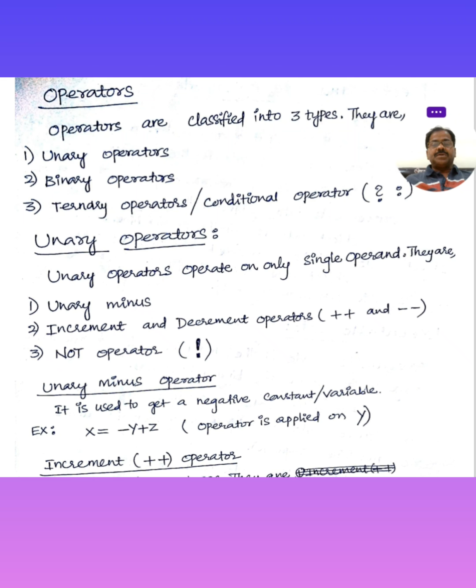We are going to discuss some operators in C language. Operators are classified into three types. They are unary operators, binary operators, and ternary operators or conditional operator.